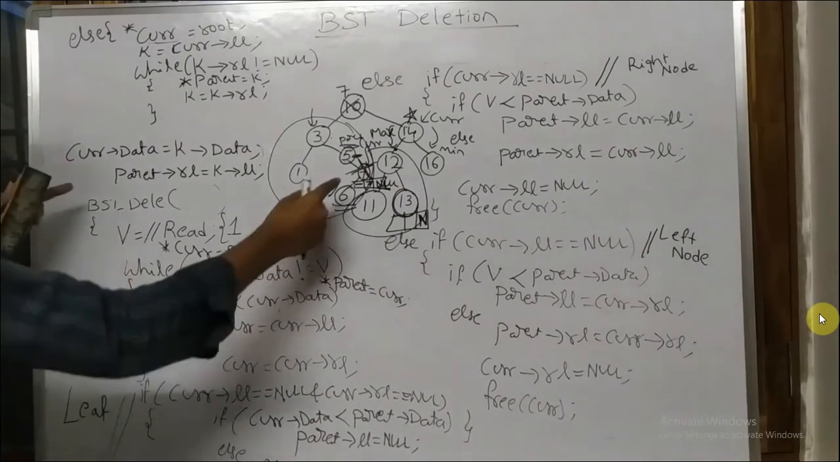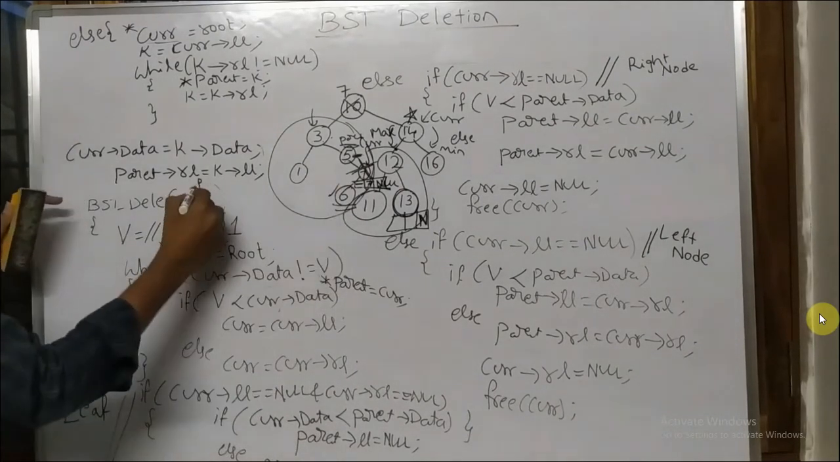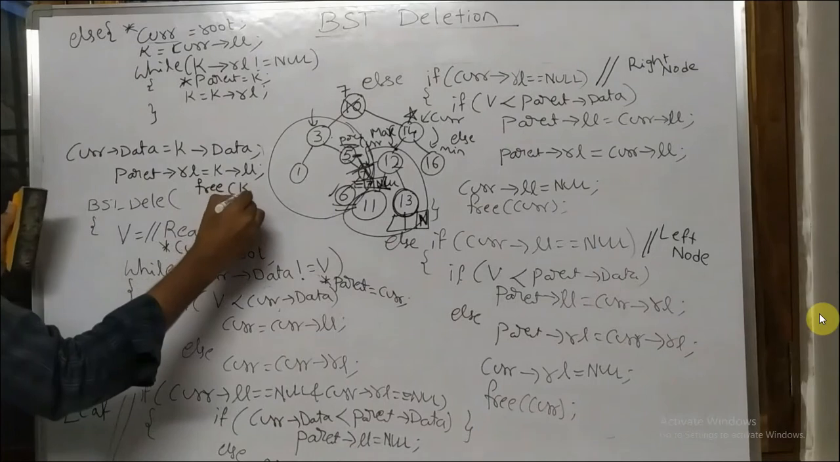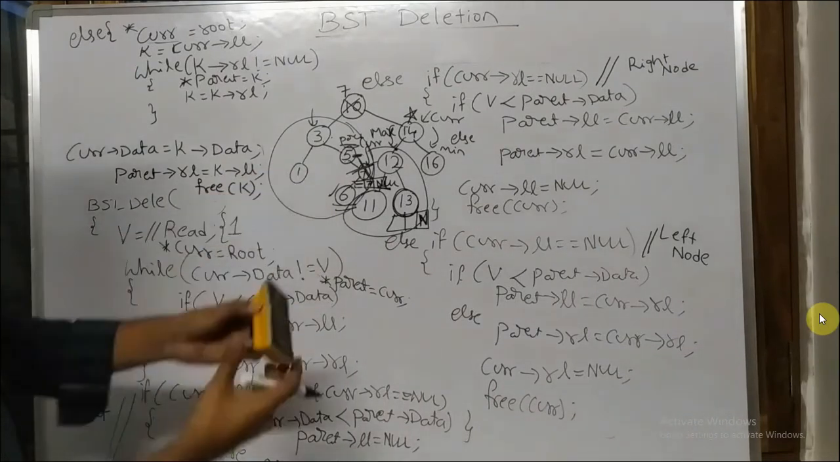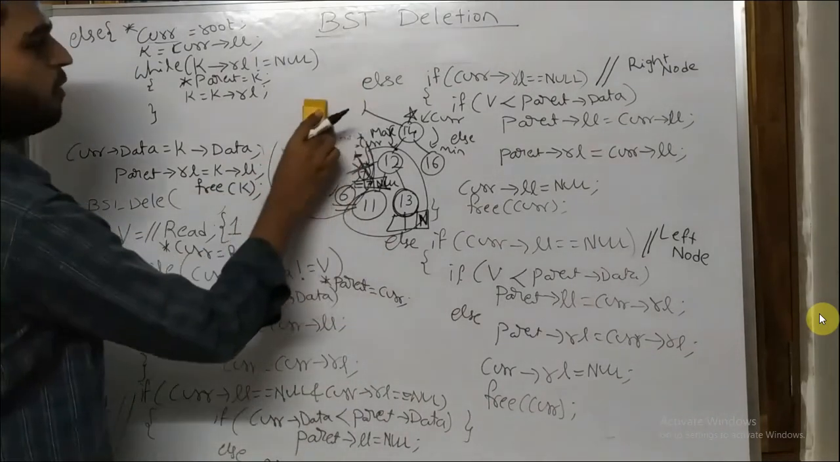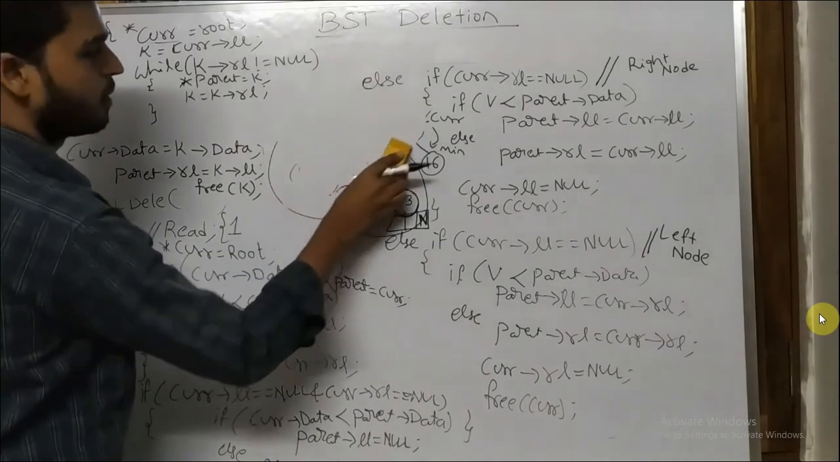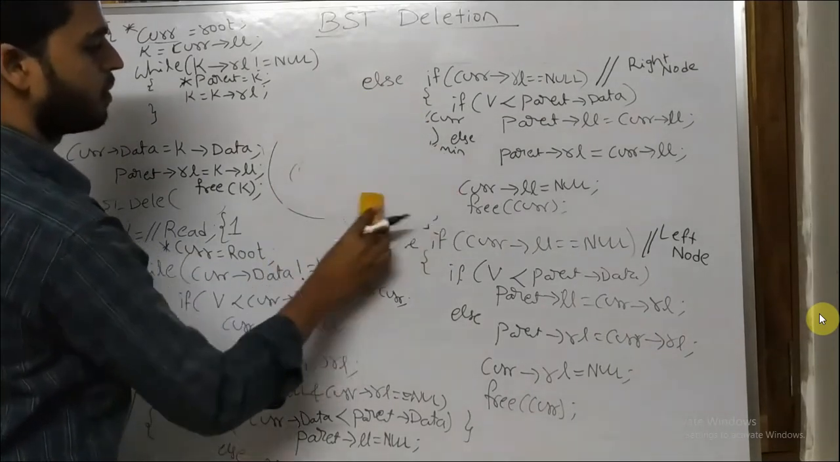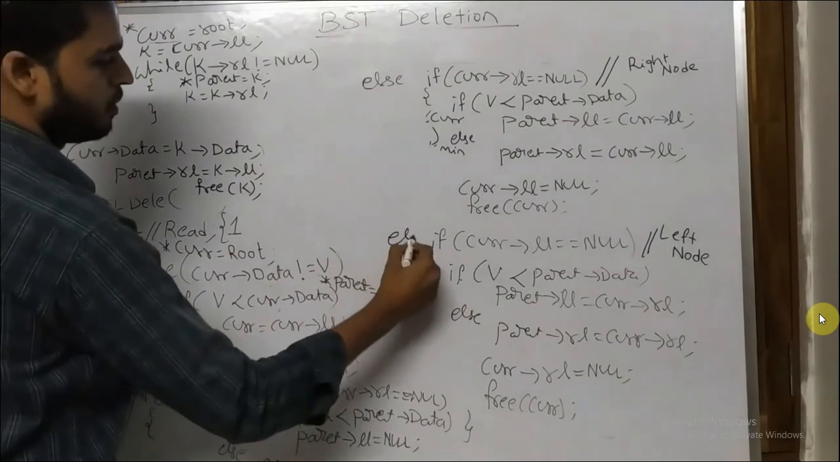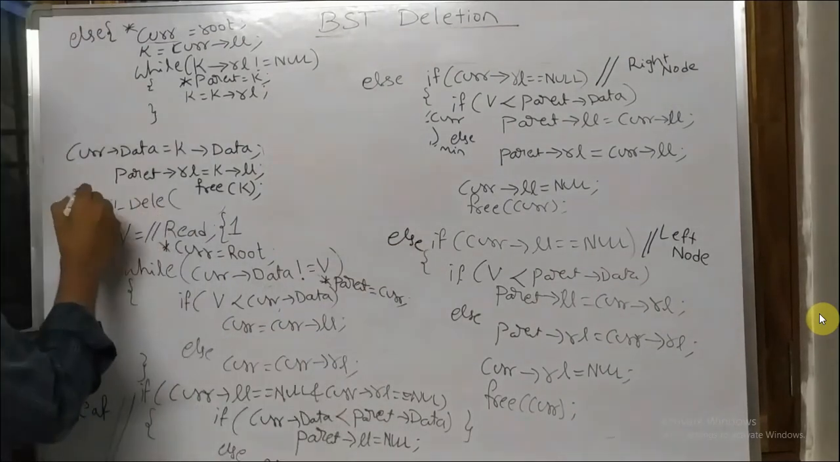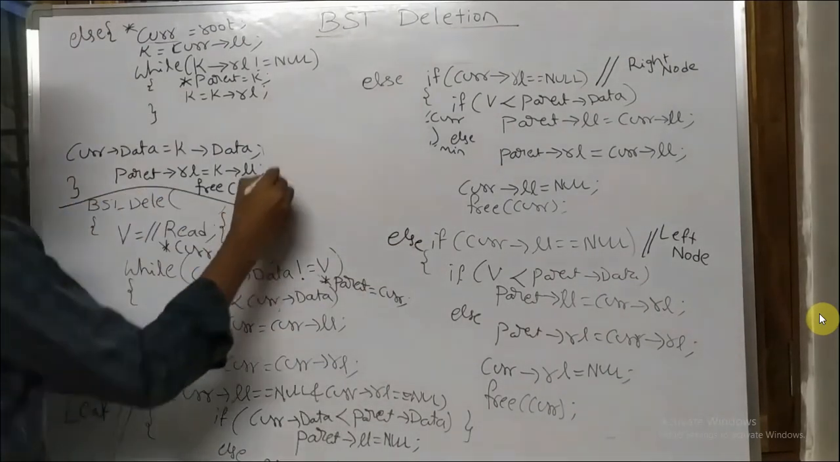Then simply we can free up this one. That is free of k. Okay. If you didn't understand, I will once again explain. This is specific. This is the corresponding.